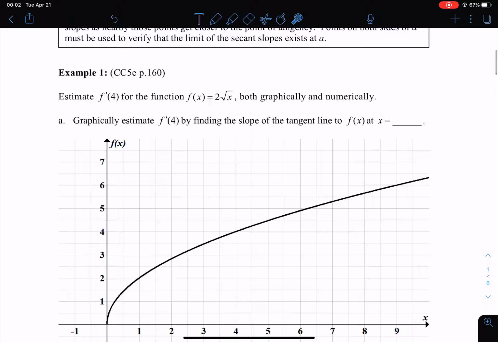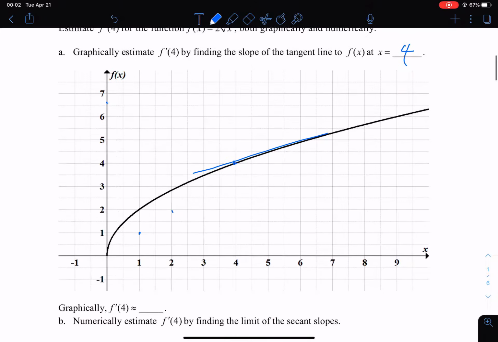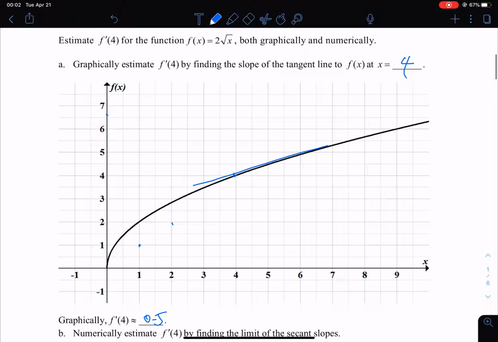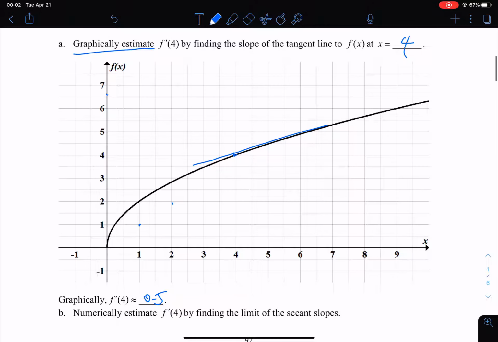So graphically, I estimate f prime of 4. This is 0.4. So we know the derivative at 0.4 is actually the slope of the tangent line. Because we are given the numbers, this one means 1, 1, this one means 2, 2, so you can just estimate it. At 0.4, the derivative is about 0.5. So the first one is graphically estimate. You have to draw the tangent line first and then estimate by using the grids.